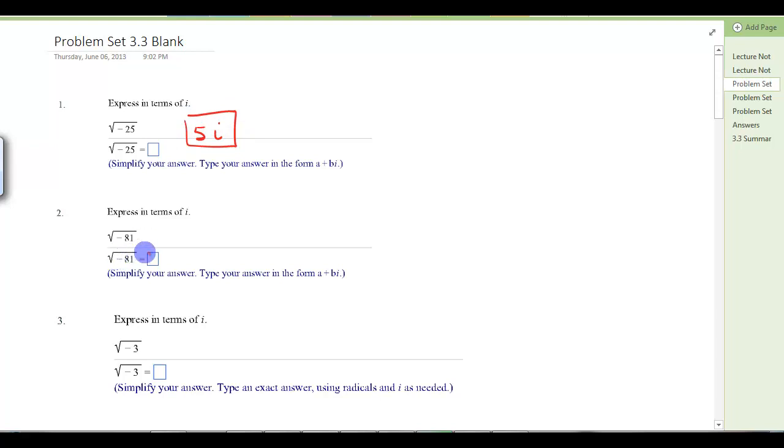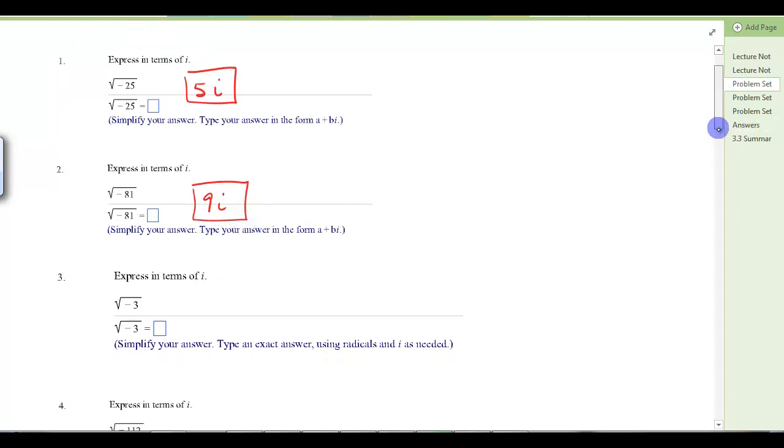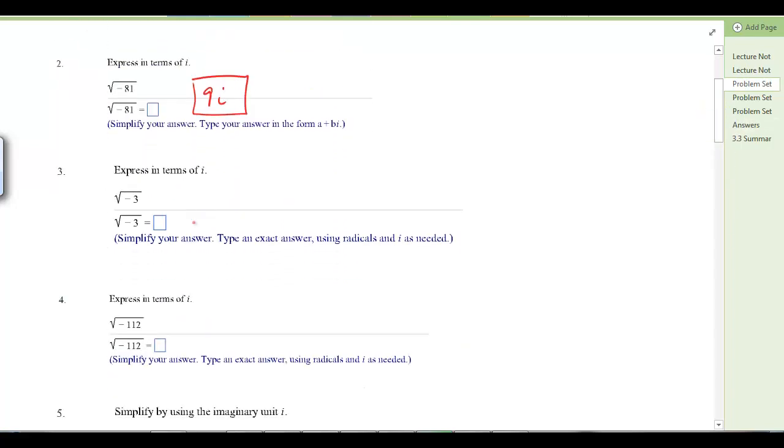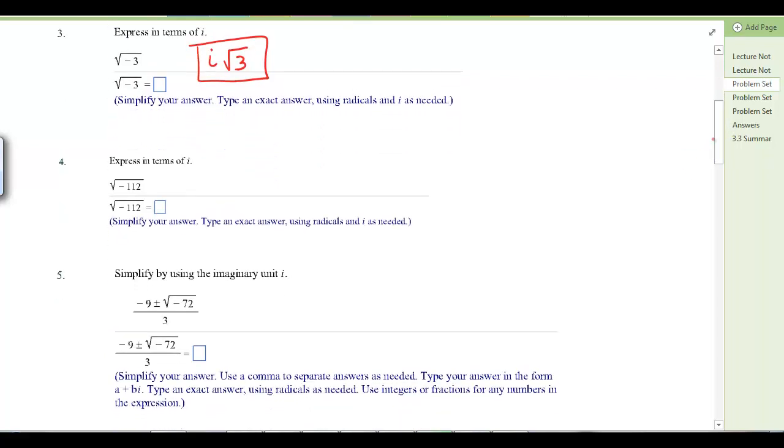How about square root of -81? We're going to have 9i. But now the square root of -3, that's not a perfect square, so remember this one becomes i square roots of 3.